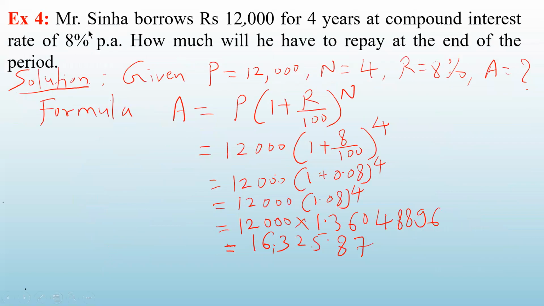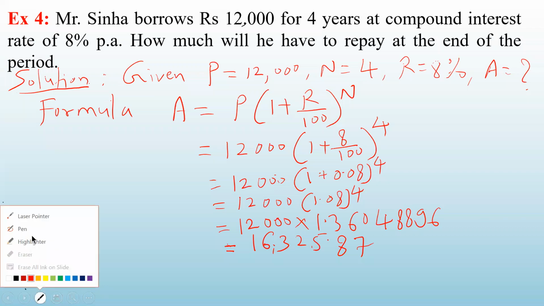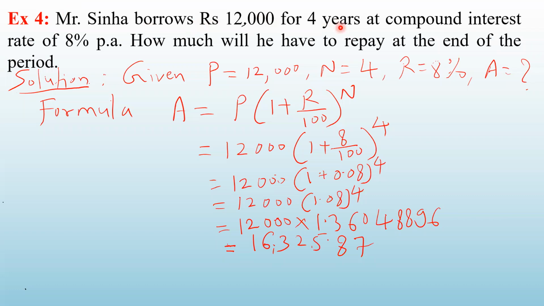Let us go to the next problem. This one is very simple. Mr. Sinha borrows rupees 12,000 for 4 years at compound interest rate of 8% per annum. How much will he have to repay at the end of the period? So you have to find out the accumulated value here. P is 12,000, N is 4 and R is 8%. You have to find out how much amount he will have to repay. That is accumulated value A.